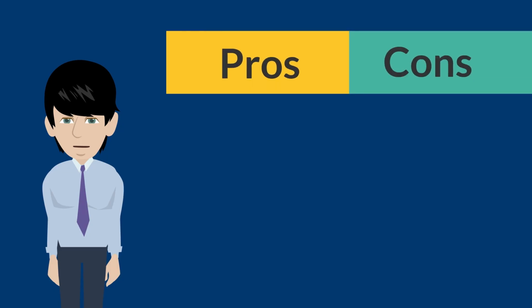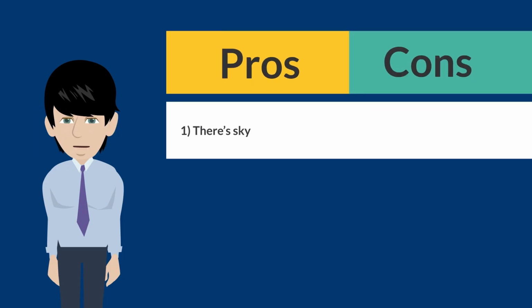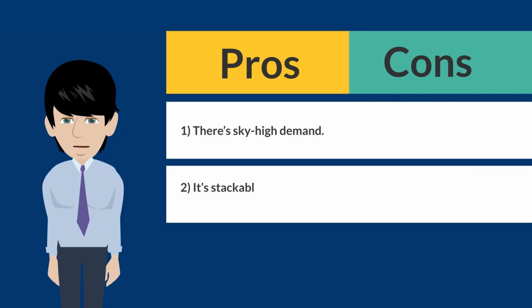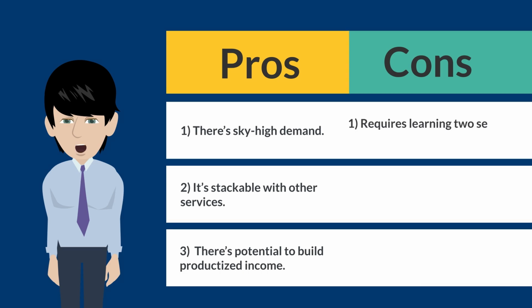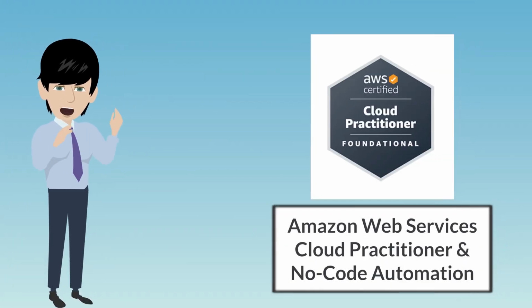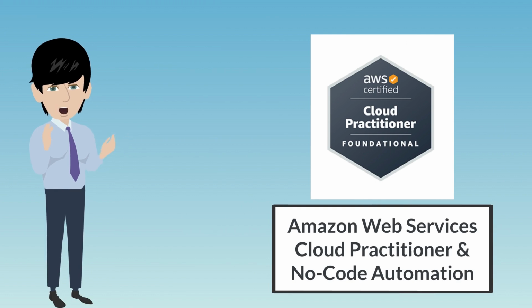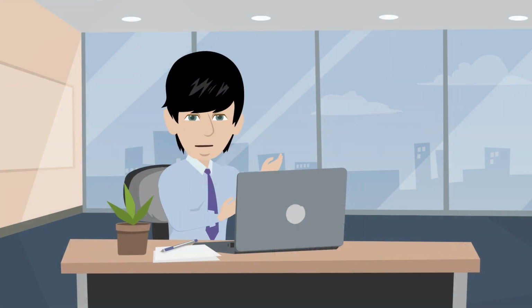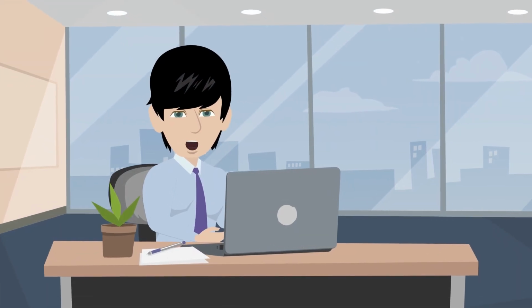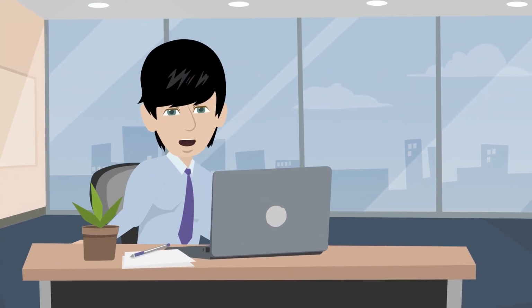The pros for this one are really appealing. One, there's sky-high demand. Two, it's stackable with other services. And three, there's potential to build productized income. Now the cons, one, requires learning two separate platforms, and two, harder to explain to non-tech clients. I'm giving the Amazon Web Services Cloud Practitioner and no-code automation combo today's top score of 9.5 out of 10. It's the best mix of future-proof tech, flexibility, and six-figure scale potential without needing to code.